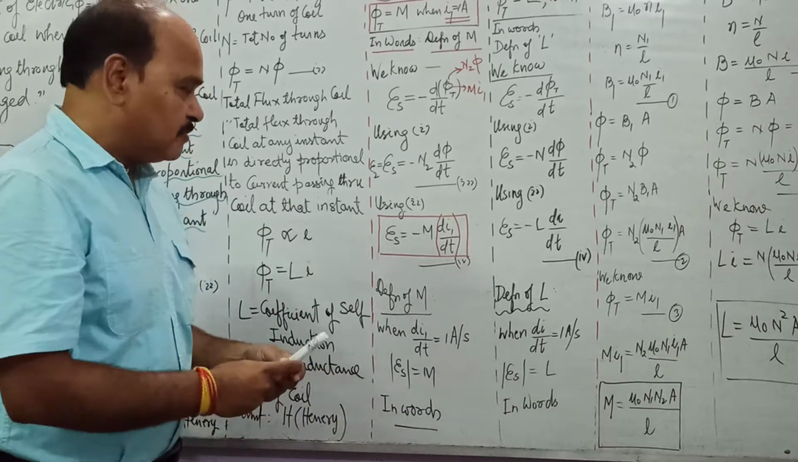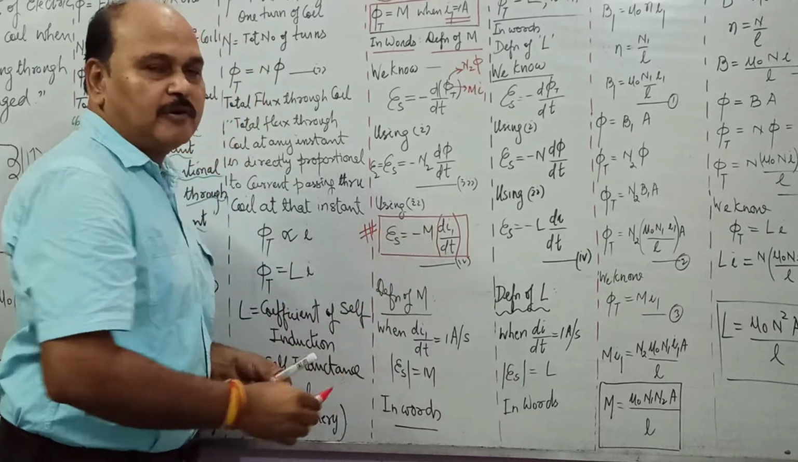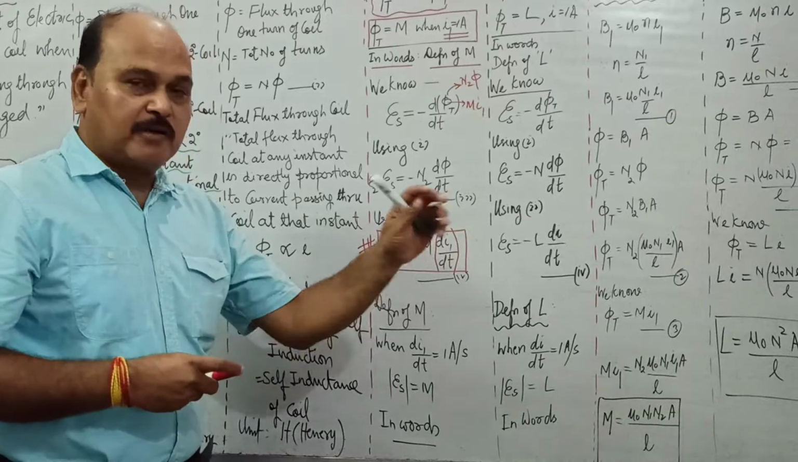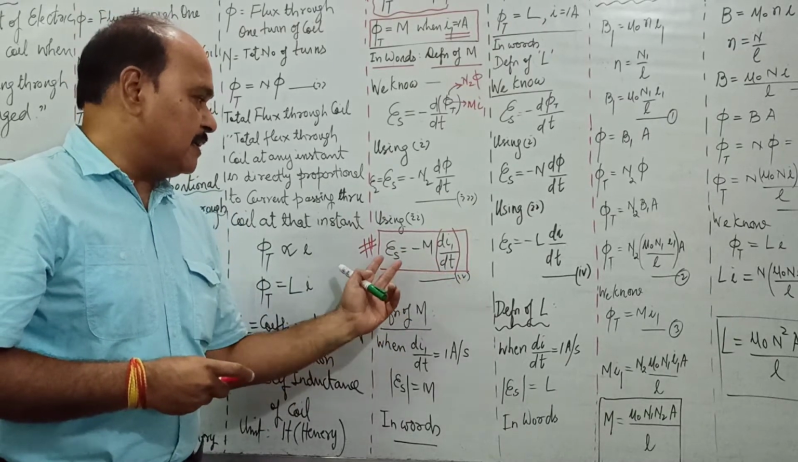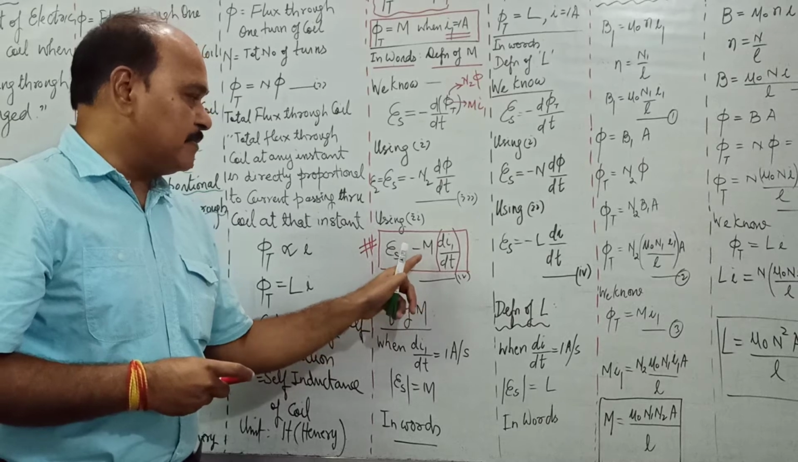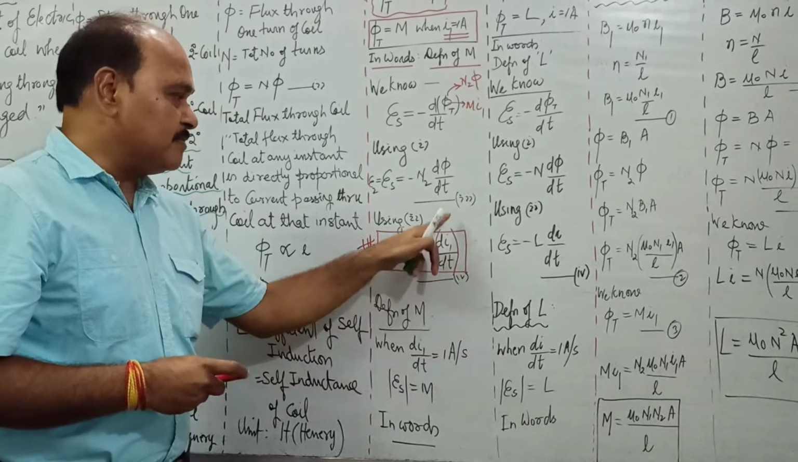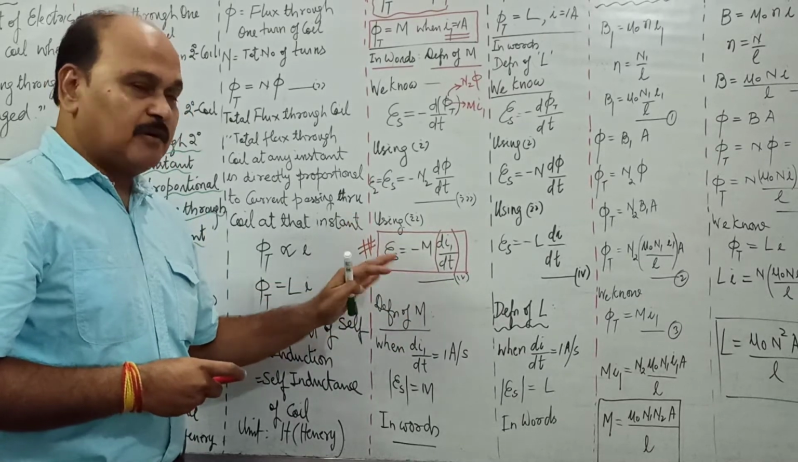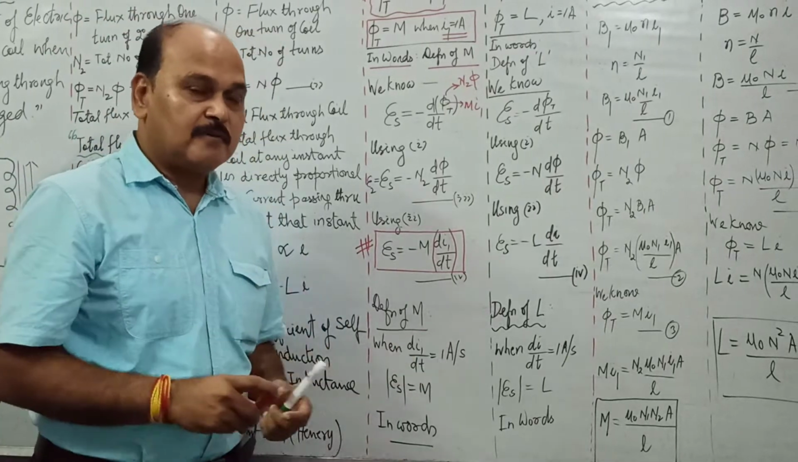This formula is also important from the numerical point of view. Out of the 3 or 4 quantities which I have just mentioned, except one, all the rest are given. At times they give the rate of change of current and ES, and M is asked, or at times they give ES and M, and they ask di by dt. At times di by dt and M are given, and ES is asked. So it is a very important formula for your numericals. And most of the numericals asked are again of zero level.